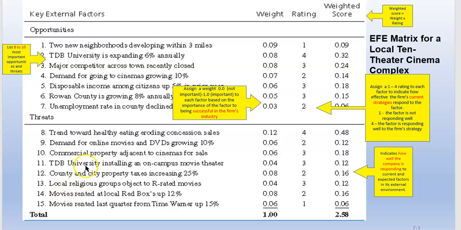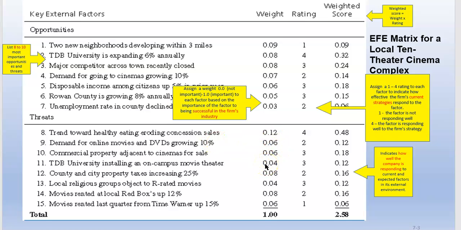So from this matrix, it can tell us a lot of things. Observe in the table that the most important factor to being successful in this business is based on the highest weightage, which is factor number 8, the trend towards healthy eating, eroding concessions. So this is the most important factor to being successful in this business, as indicated by the 0.12 weightage, which is the highest among all the factors.